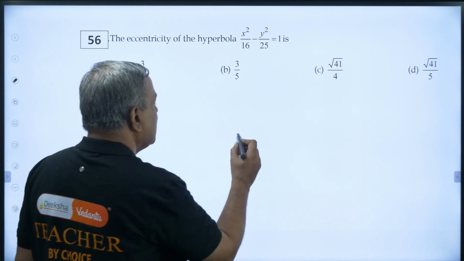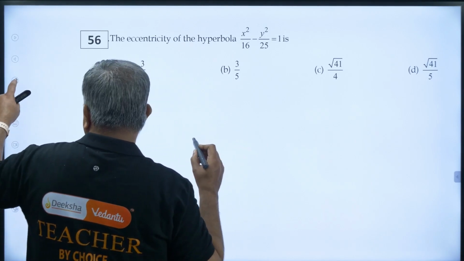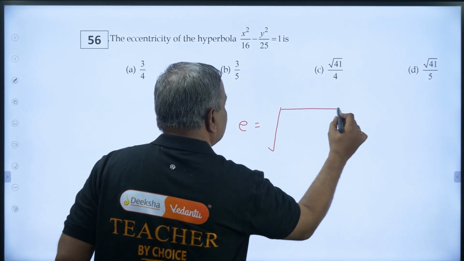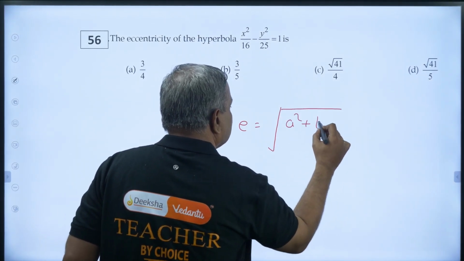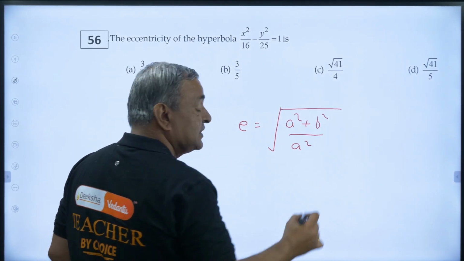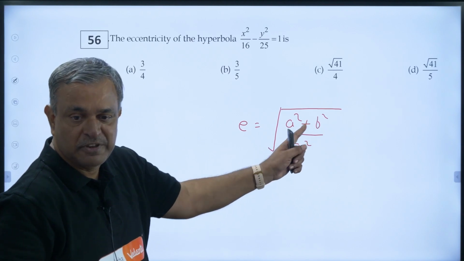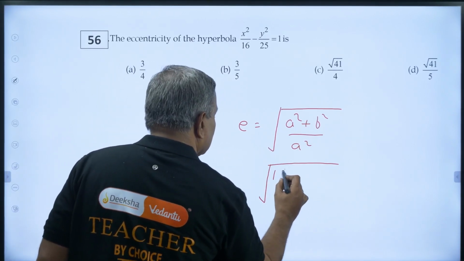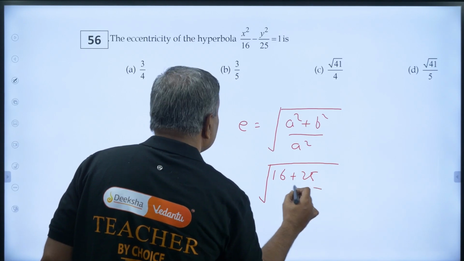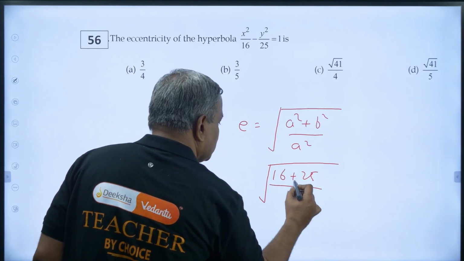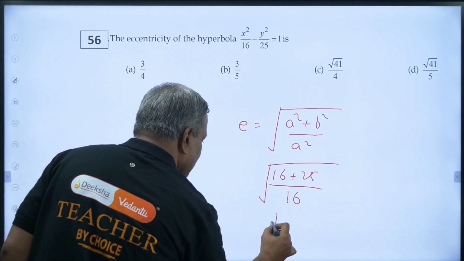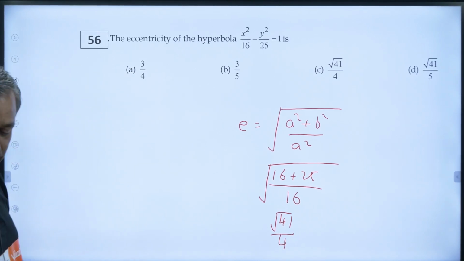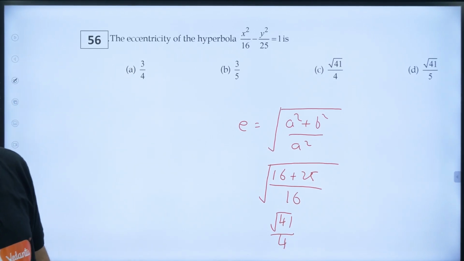Eccentricity. What is the formula of eccentricity? Eccentricity of a hyperbola is e equal to the square root of (a square plus b square) by a square. In the case of an ellipse, it is a square minus b square by a square. So in this case, this will give you 16 plus 25 by 16. So this will give you root 41 by 4.